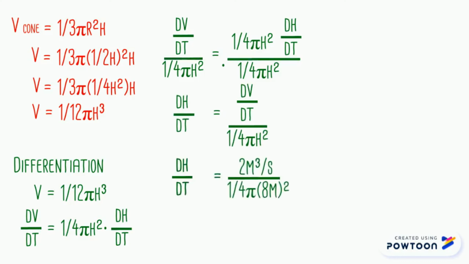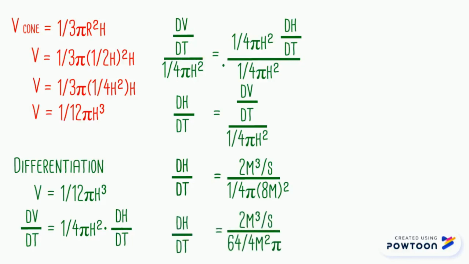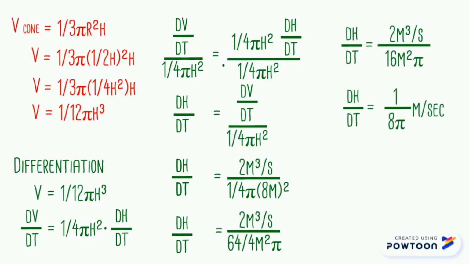Plug in the value of the derivative of volume with respect to time, which is equal to 2 cubic meters per second, as well as the height of the sand equal to 8 meters. Simplify the denominator to get 64 over 4 pi. Divide 64 by 4 to get 16 pi. Finally, we can have an answer of 1 over 8 pi meters per second. This is how fast the height of the pile is increasing.